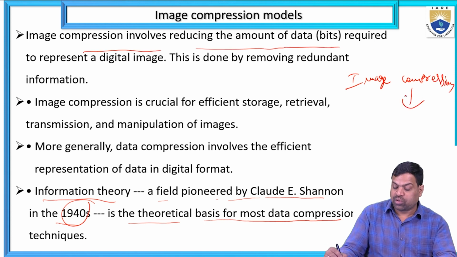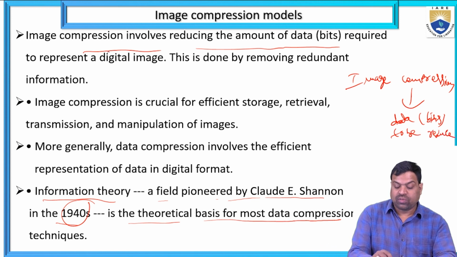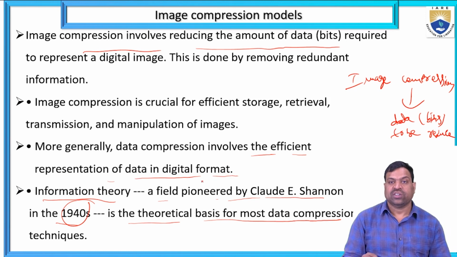In image compression, we are reducing the amount of bits or data required to represent the digital image. This is done by removing redundant information. Image compression is crucial for efficient storage, retrieval, transmission, and manipulation of images. More generally, data compression involves the efficient representation of data in digital format. Information theory plays an important role in image compression, a field pioneered by Shannon in the 1940s, the theoretical basis for most data compression techniques.